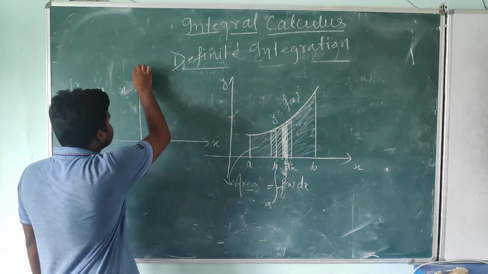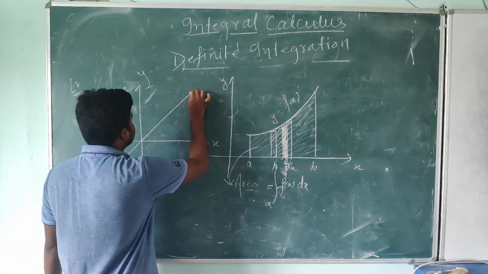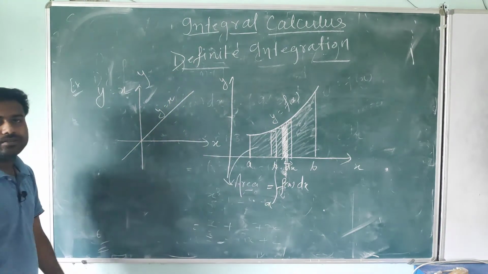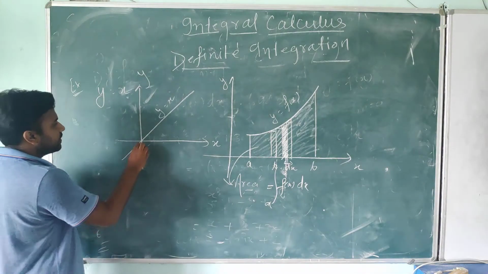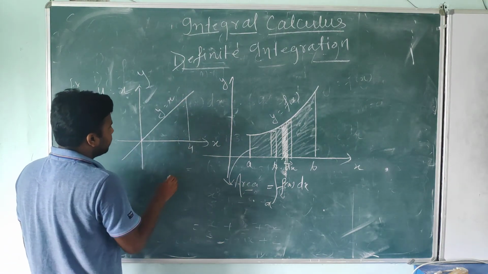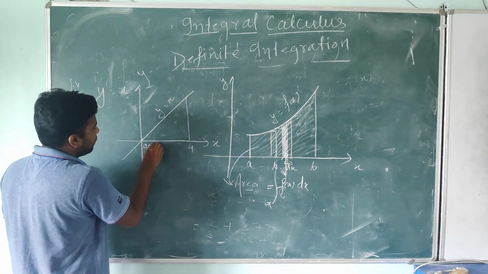This one is the x, this one is the y, and this is the line. It's the y equals x line. Now we want to find the area between here. I'm taking 4, and this one is 0, the origin.